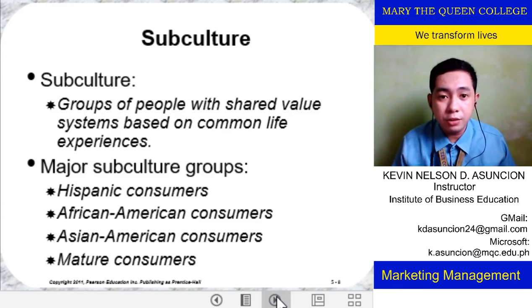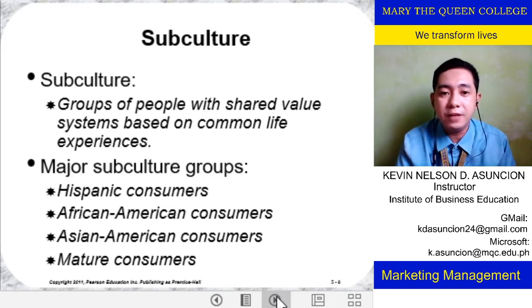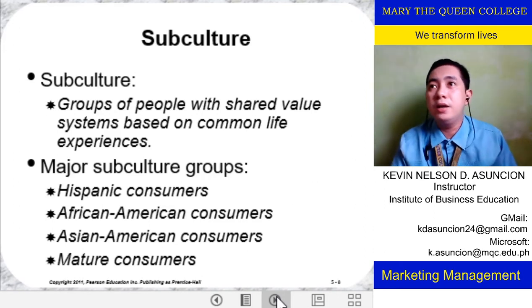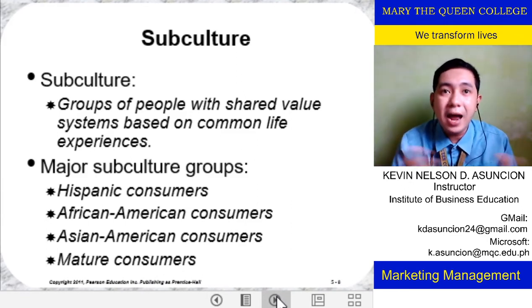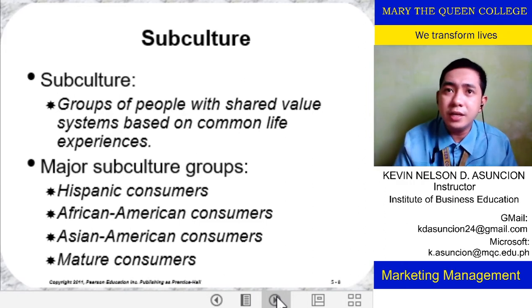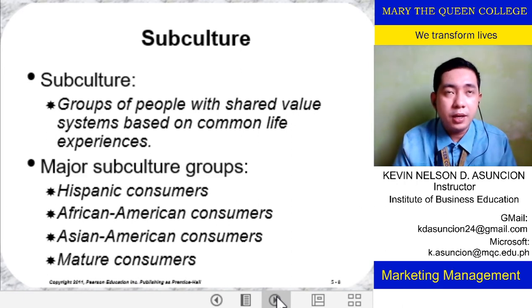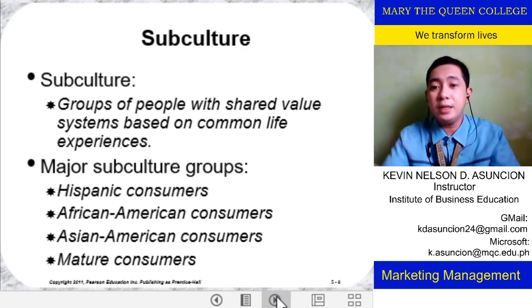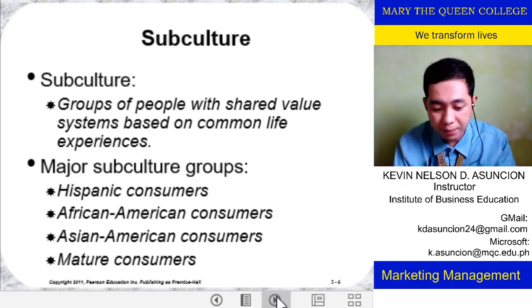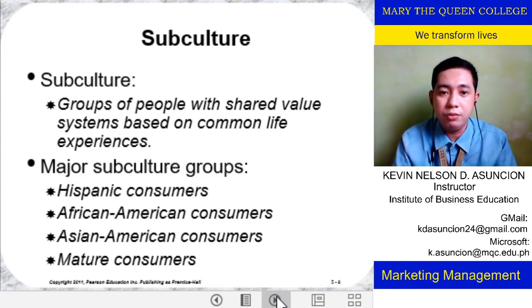Subcultures are groups of people with shared values and systems based on common life experiences. So you have the same brand, or you are under one group with the same behavior. Parang in some social sciences lecture, subculture, ibig sabihin subgroup, no? Yun, subgroup na mas maliliit na grupo na mas may pare-pareho, distinct na pagkakatulad-tulad, no?